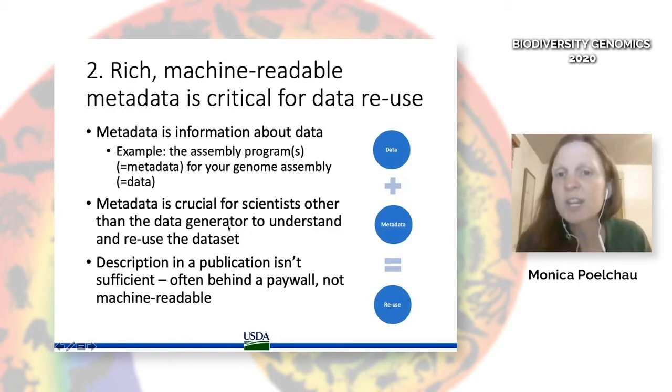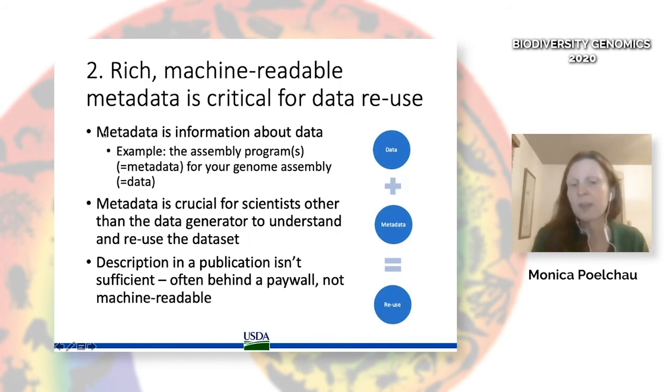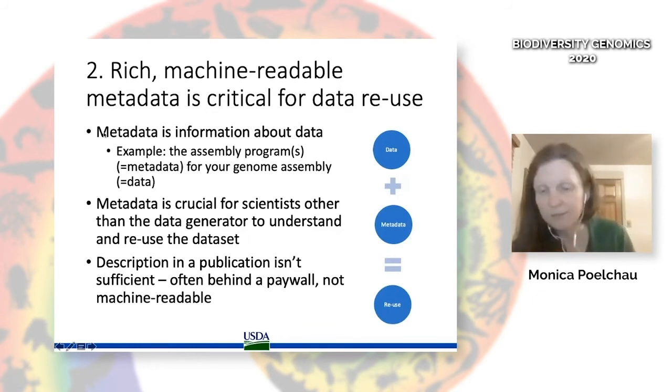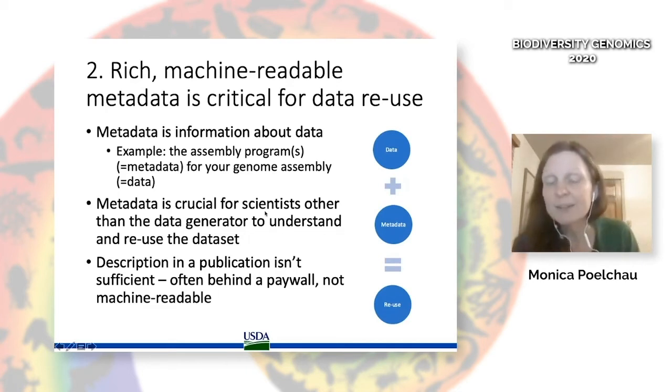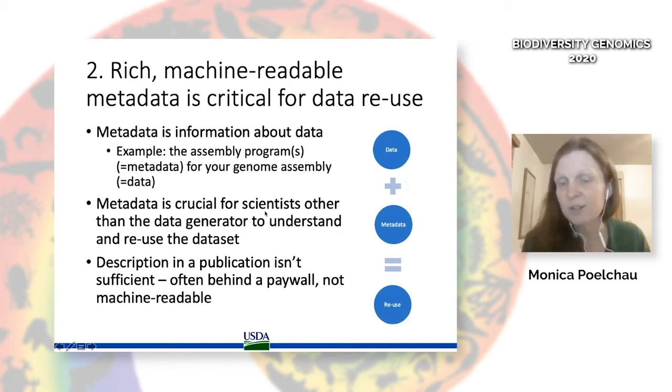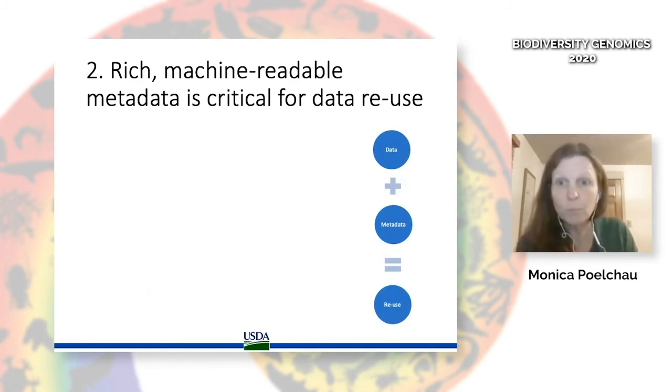Second of all, rich machine-readable metadata is critical for data reuse. So metadata is information about data. For example, if you generate a genome assembly, the FASTA files would be your data, but the assembly programs and other information about that process would be part of the metadata. Metadata is crucial for scientists other than the data generator to understand and reuse the data set. And description of the data set in a publication is not sufficient. Often it's behind a paywall, so not everyone can read or access that. And it's not machine readable. So if a scientist wanted to access all these data sets at scale, that would not be possible in terms of the metadata. So what do we recommend?